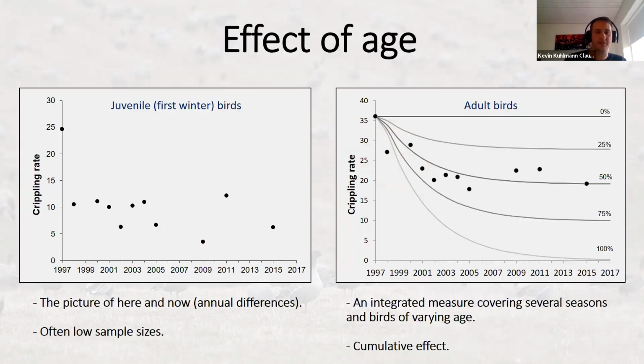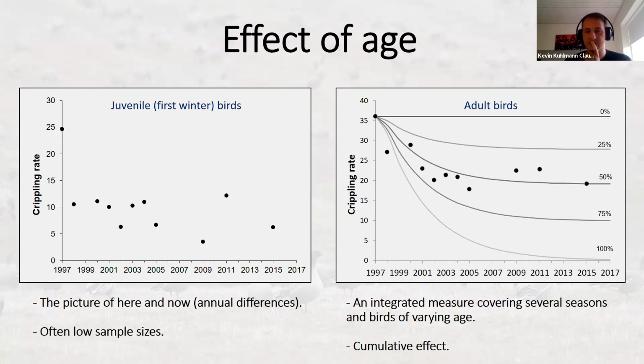There are things affecting the crippling rate though, and one of those things is the age of the sampled birds. This shows the juvenile first winter birds to the left and the adult birds to the right, and the crippling rate of both groups. If we start on the left side, we know that these first winter birds have only experienced one winter, that is one hunting season. So what they give you is the current picture, the picture of here and now, and it can also be used to infer annual immediate differences. While that is of course lovely, it also comes with a cost, because juveniles often come in very low sample sizes. At least in some years the juvenile ratio of the caught flocks is very low, and therefore we have very low sample sizes and a large uncertainty on these estimates.